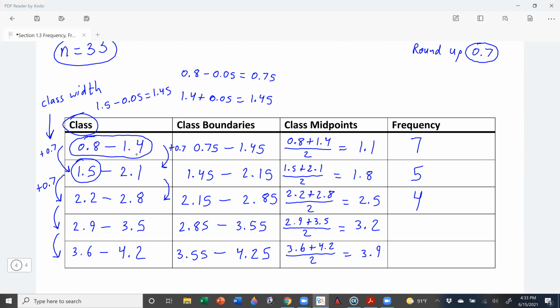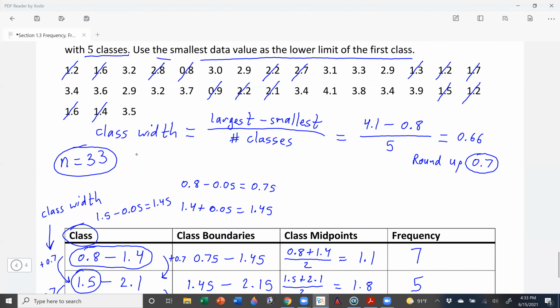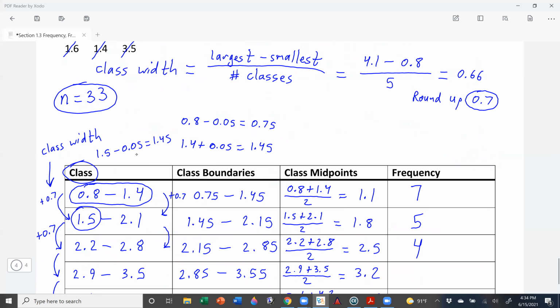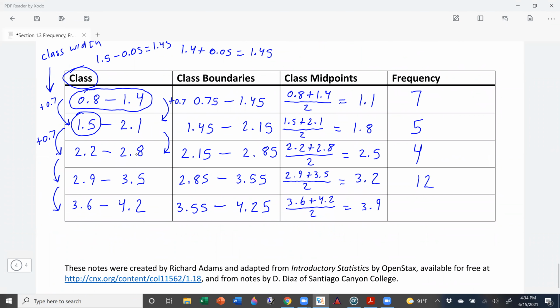Okay, now I need to do everything from 2.9 to 3.5. Okay, 2.9 to 3.5. 1, 2, 3, 4, 5, 6, 7, 8, 9, 10, 11, 12. Okay, sounds good. Being very careful.